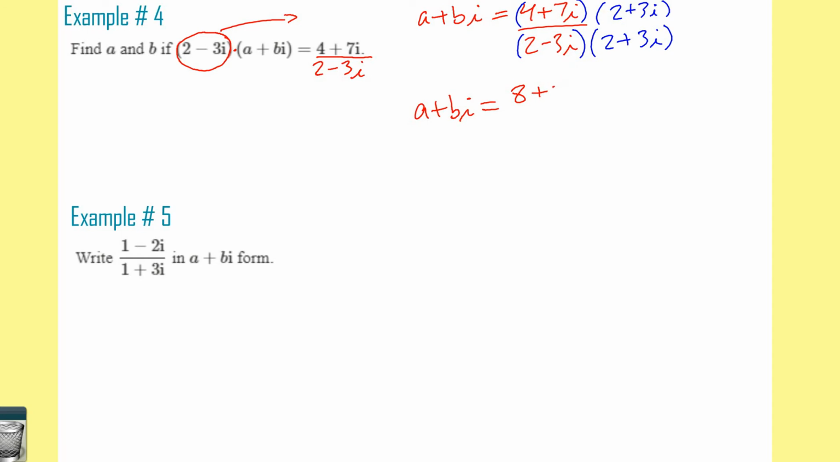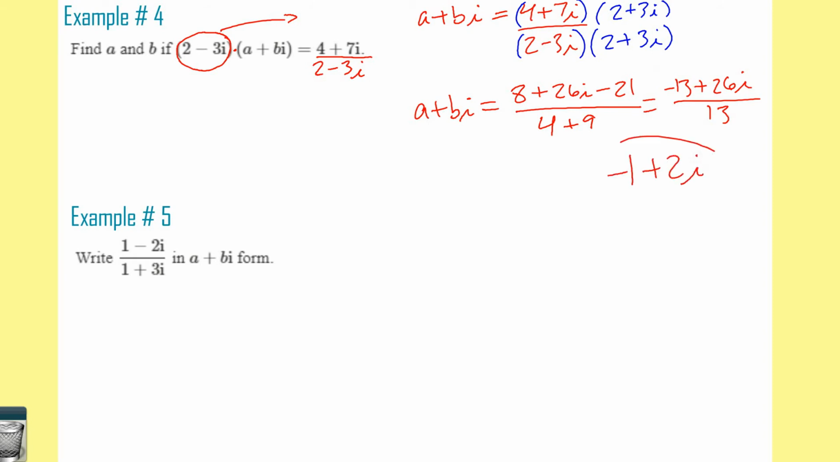14 and 12 is 26i, and then it'd be 21i squared, which is negative 21. And then the denominator is just going to be 4 minus 9i squared, so plus 9. Hopefully you remember i times i is negative 1. So this breaks down to 8 minus 21, which is negative 13, plus 26i, all over 13. And we can even simplify that, so we get negative 1 plus 2i.